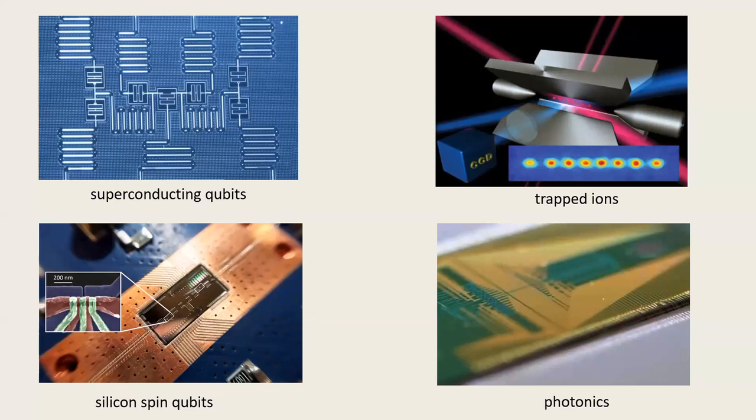So where's the technology now? There are a number of different approaches to building quantum hardware that are steadily advancing. Qubits can be instantiated in a variety of different ways.